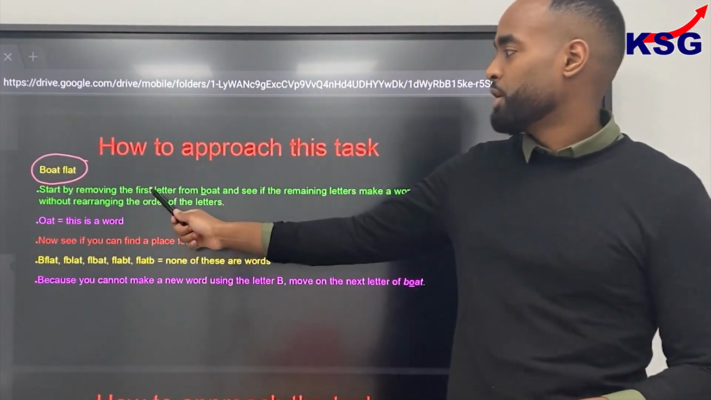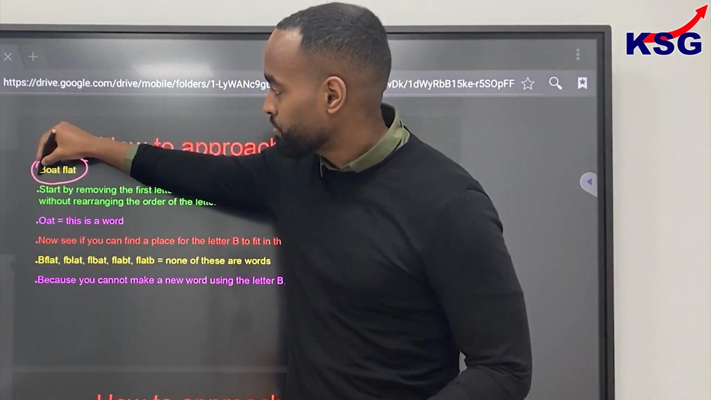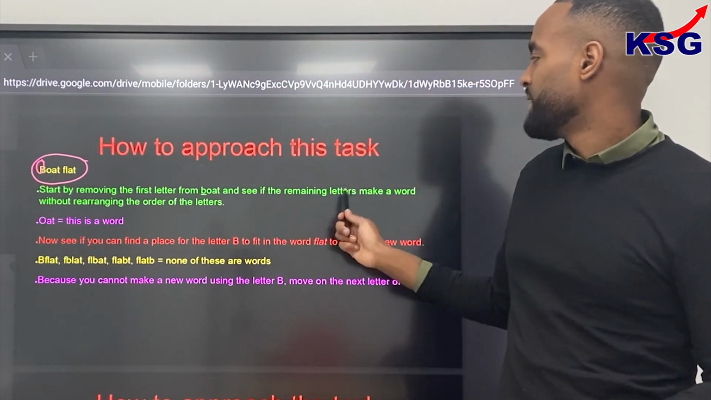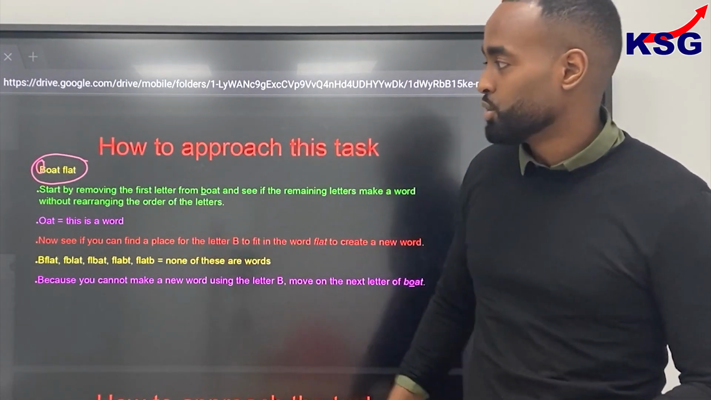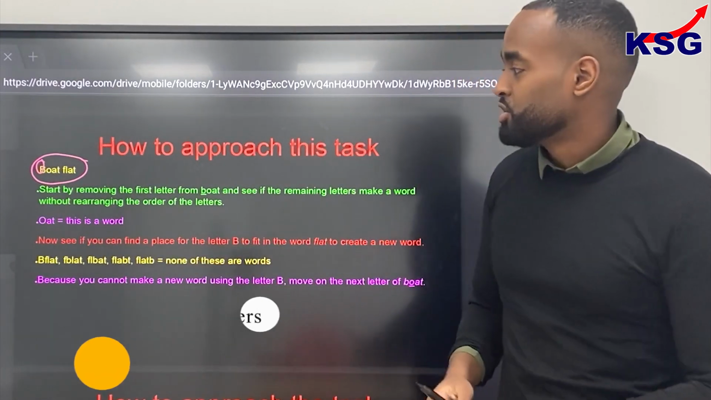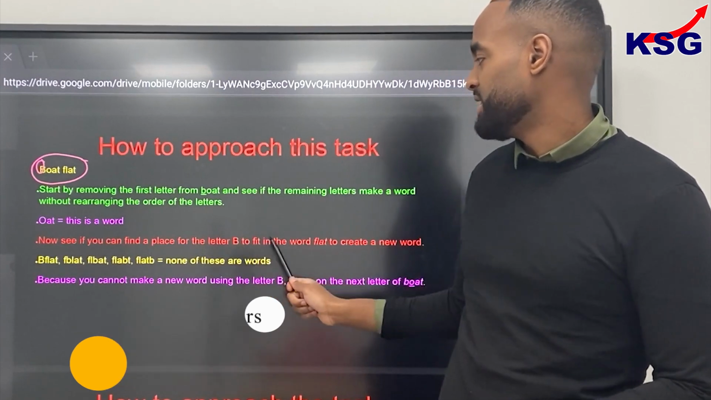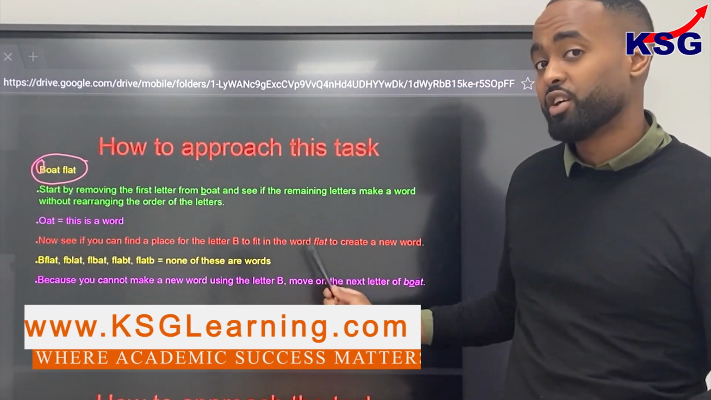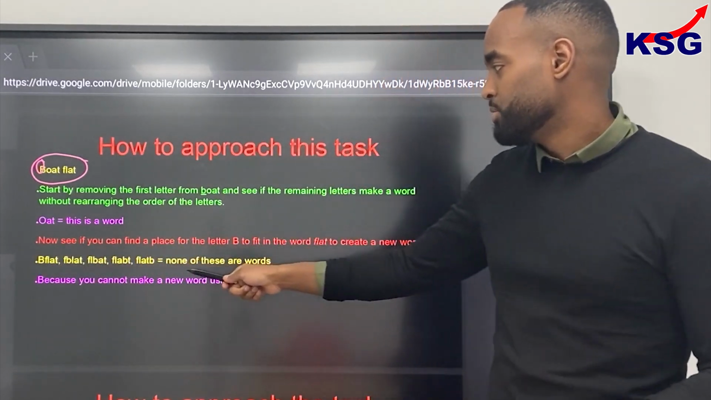So we can start by removing the first letter from boat, which is obviously B, and see if the remaining letters make a word without rearranging the order of the letters. So we're left with O-A-T, oat. That is a word, isn't it? So now see if you can find a place for the letter B to fit in the word flat to create a new word. So you can see some of the examples that I've put here.